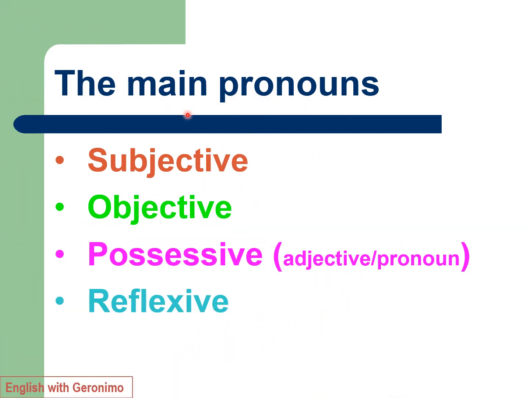Now, there are four main pronouns that we could possibly use. Subjective pronouns are the subject in the sentence. Objective pronouns are the object in the sentence. Possessive, we could divide into two: possessive adjectives and possessive pronouns as well. And the fourth is reflexive pronouns. So, let's begin.